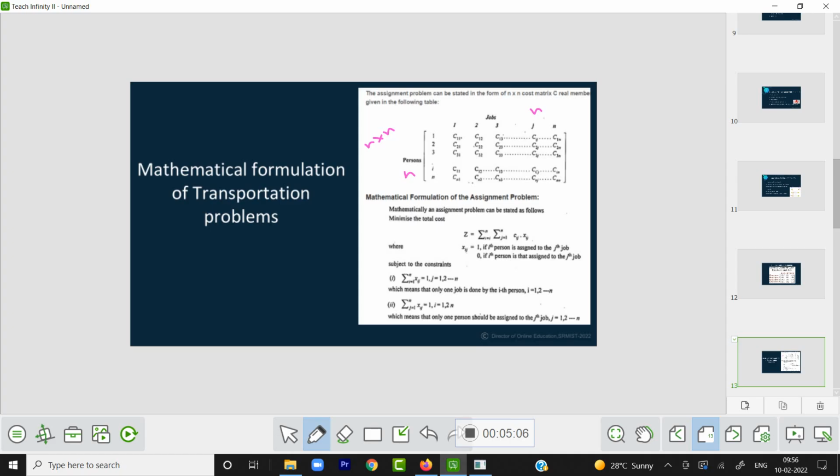The constraints will be given. The first job is allocated to the first person, the second job is allocated to the second person, similarly the nth job is allocated to the nth person. Like that you can assign the jobs to persons one to one.